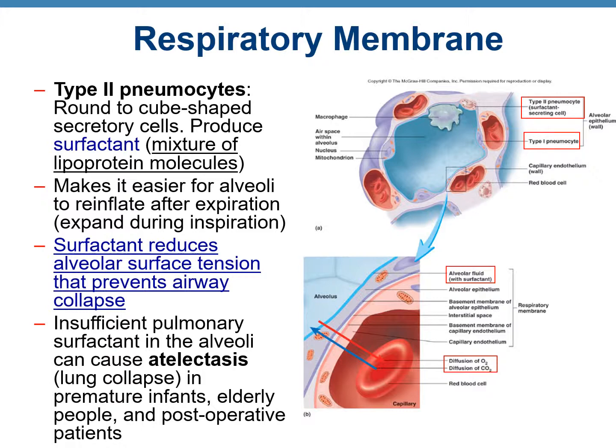So surfactant is actually reducing the surface tension, and it is preventing the collapse of your airways, preventing the collapse of your lungs. In some people, such as premature infants or very elderly people, if there is insufficient amount of surfactant being produced by the type 2 pneumocytes, the alveoli can collapse. They would fail to re-inflate after deflating, and this is known as atelectasis.